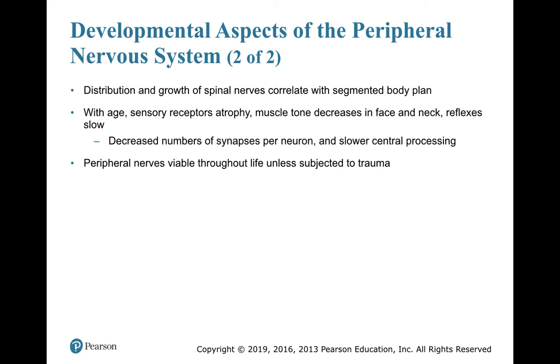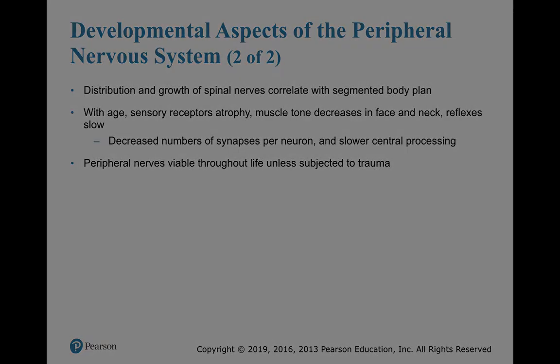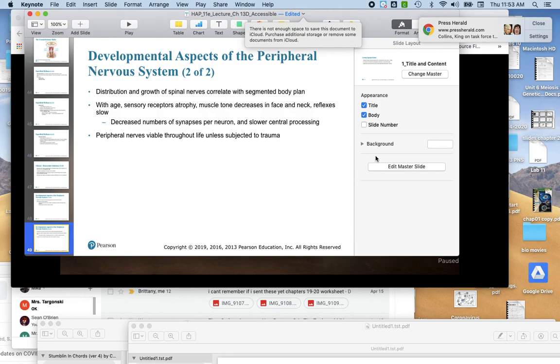As we age, sensory receptors atrophy, and muscle tone decreases, particularly in the face and neck. Reflexes are slow. We have a decreased number of synapses per neuron, and that means slower central processing. Our peripheral nerves are viable throughout our life unless they are damaged by trauma or disease. And that wraps up the nervous system.